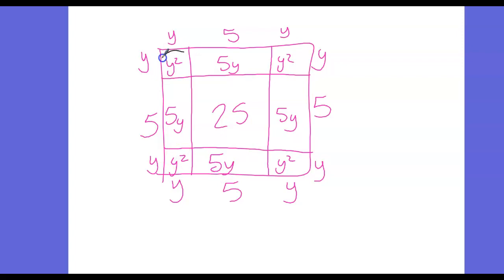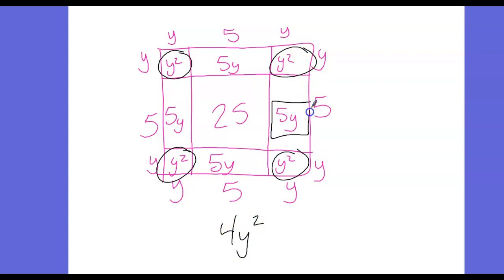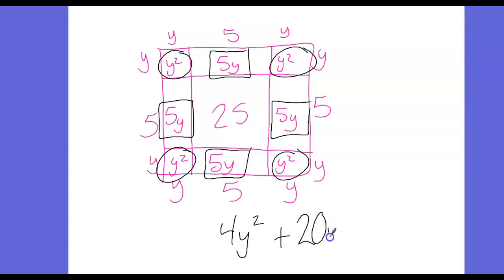So how many y squareds do I have? 4 of them. So my answer would be 4y squared. Okay. Well, plus 10y, 20y. How many y's do I have? 4, so 20y. So I have 4 5y's. So 4 times 5 would be, so plus 20y. Plus 25. Okay, so that's one way of doing it.